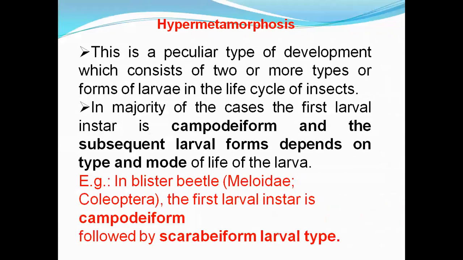Okay, now the next one, hypermetamorphosis. Hypermetamorphosis is a peculiar type of development, generally found in the blister beetle. This type of metamorphosis observed in the blister beetle is very important. Why? Because here there are two or more types of larval forms.